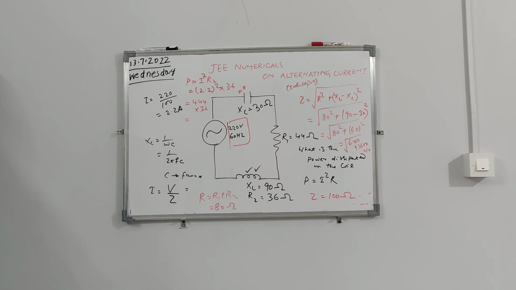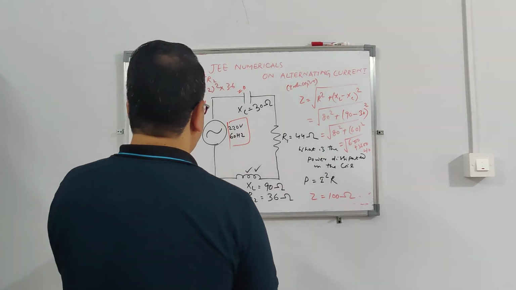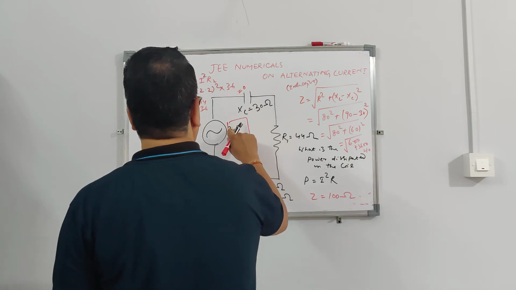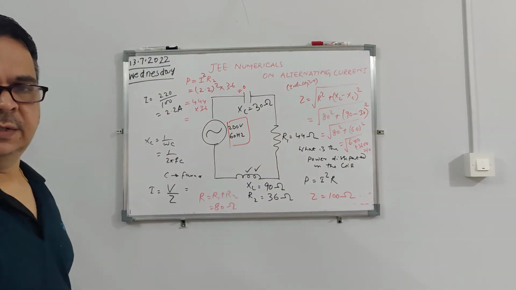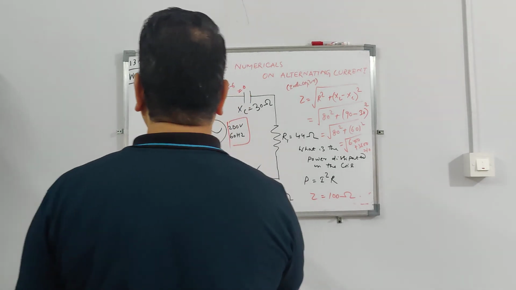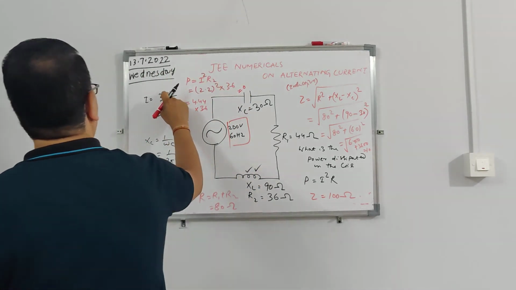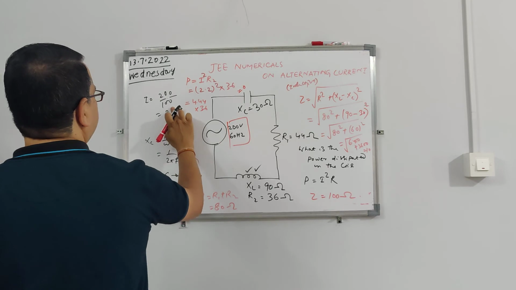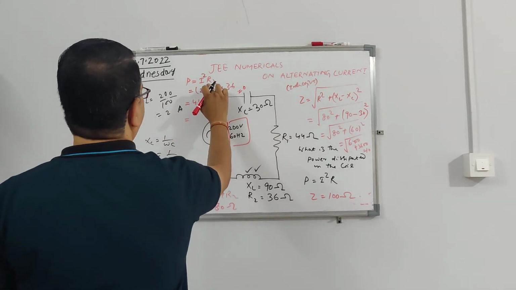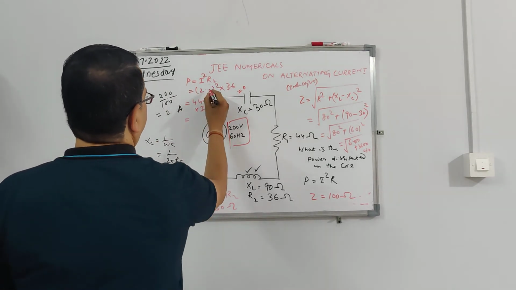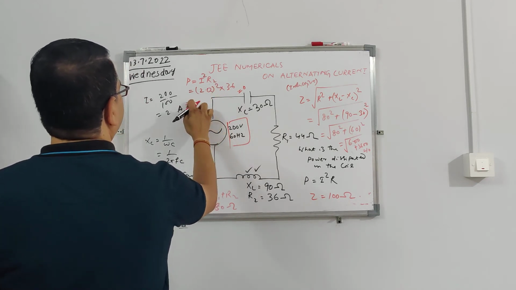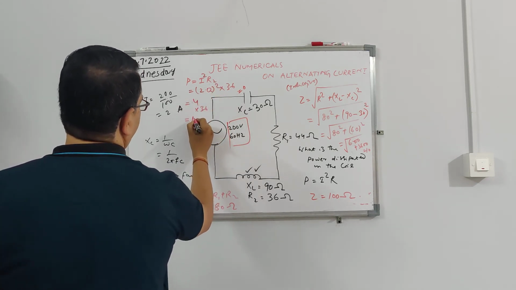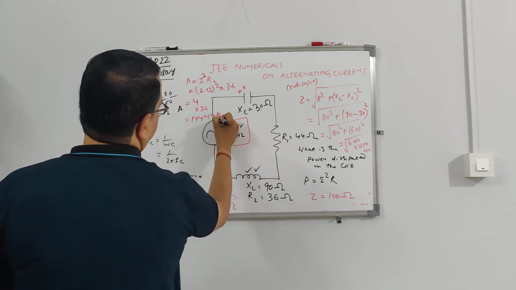Actually it is 2 ampere. The voltage they have given is 200 volt, sorry, not 220. Just to get the accurate answer, this is 200 volt. So 200 by 100, this will become 2 ampere. So 2 whole squared is 4, so it will be 4 into 36, which is equal to 144 watt. So that is the answer.